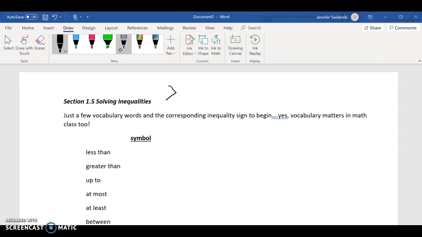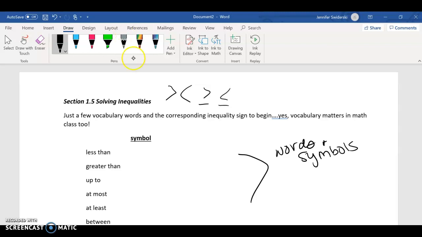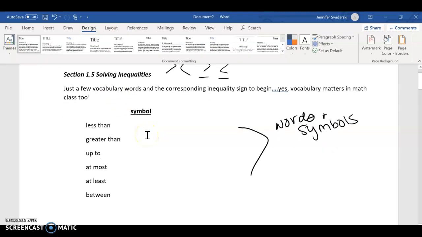Inequalities indicate that you have a greater than sign, a less than sign, a greater than or equal to sign, or a less than or equal to sign, okay? So you're going to want to know all these words and symbols. So less than, if you have less than something, it's a sideways L. I'll remember it. Less than, sideways L. Greater than is the opposite of that. If you have greater than a certain amount, you have greater than that.